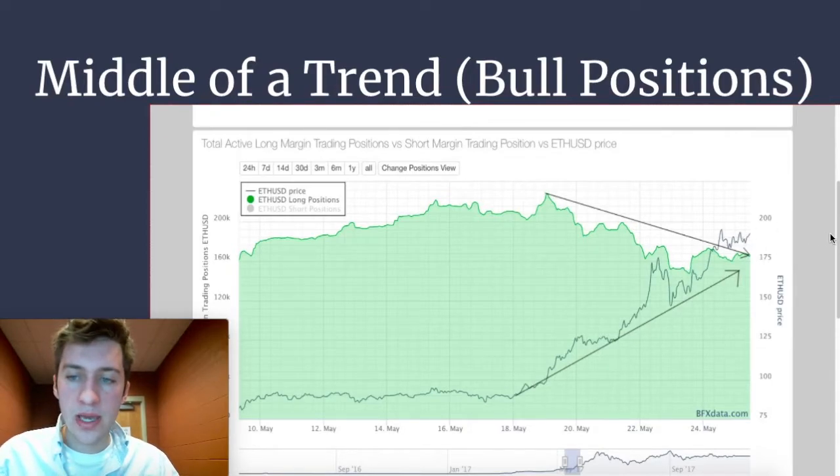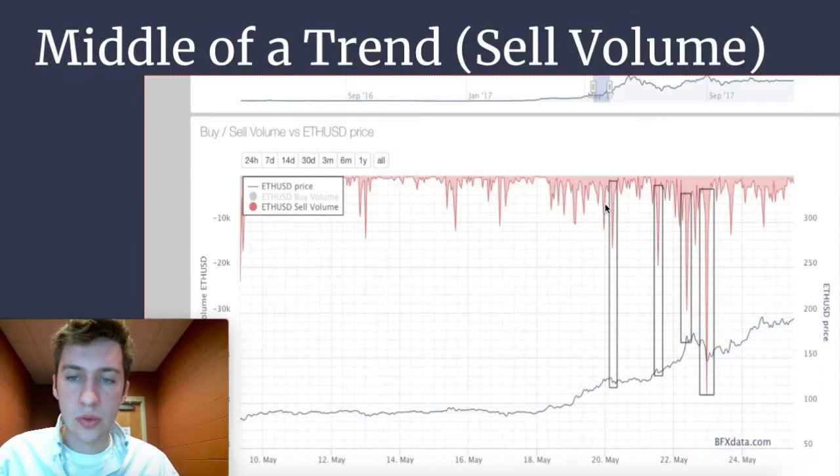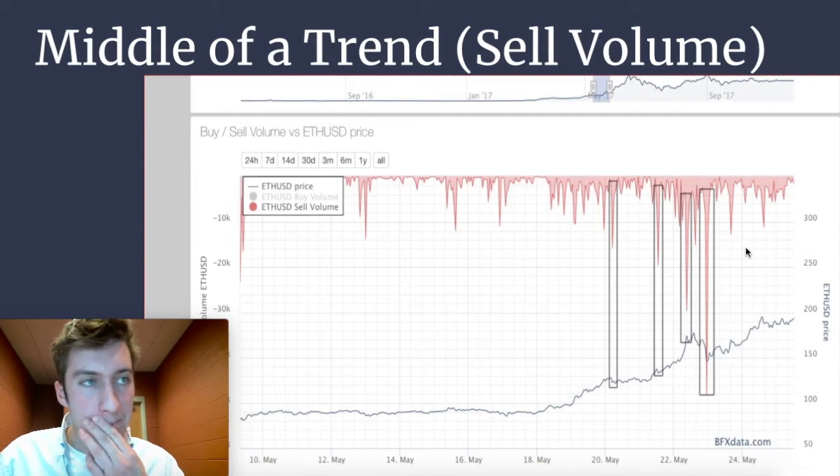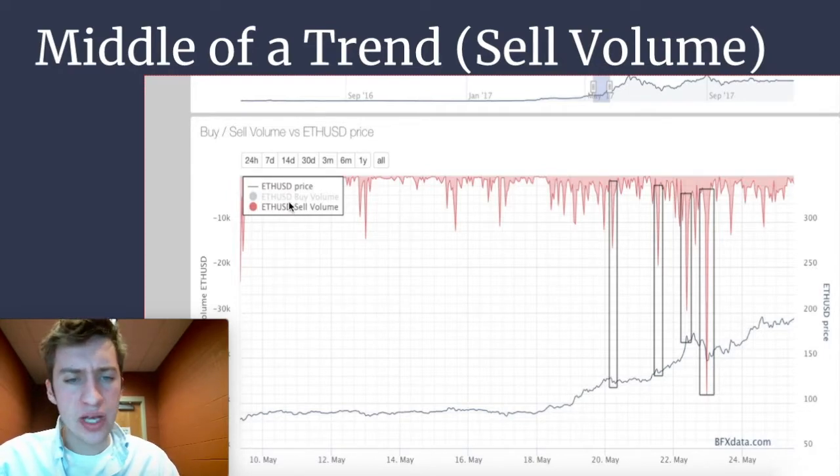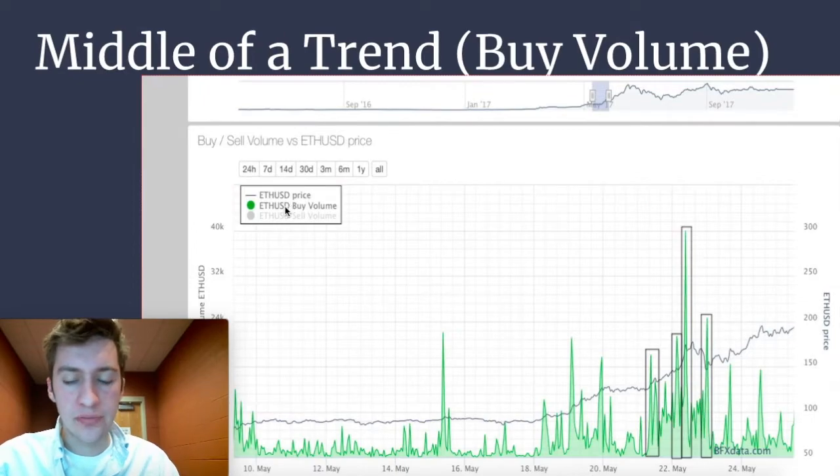Okay. And besides this, you also want to see in the middle of a trend, this is a little bit more complicated. But here's what I did. If you deselect buy volume, you will just see sell volume. I like to do that, to just isolate one. And here you can see I just isolated buy volume.